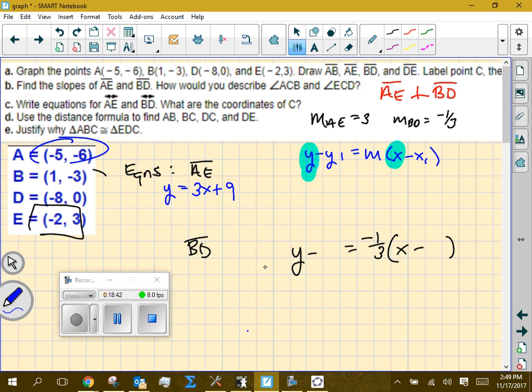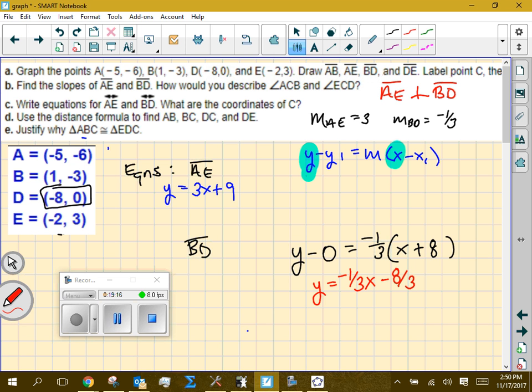I'm looking at BD. I got choices. I can use either B or I can use D, right? Hopefully Mrs. Coles or Mr. McCoy or Mr. Herr last year told you that if you have a point that has a 0 in it, use that one. Because when I go y minus y1, y minus 0, is that algebra really easy to simplify? Yeah. And then I put negative 8 in, which will become positive 8 there.